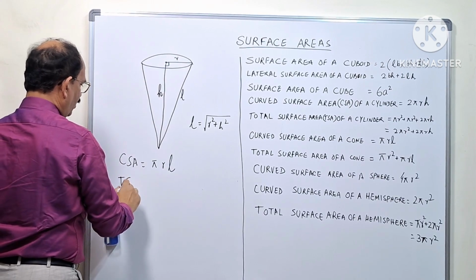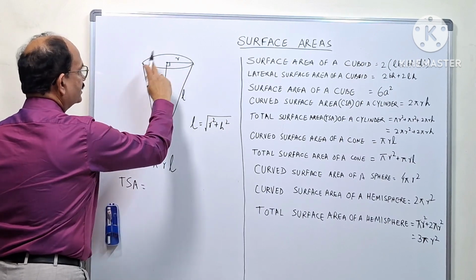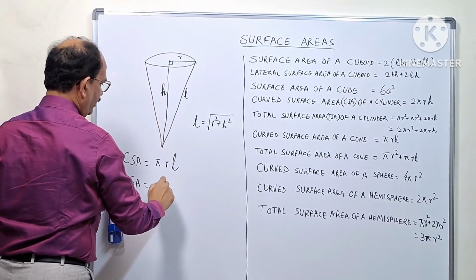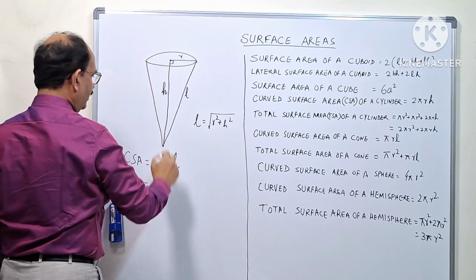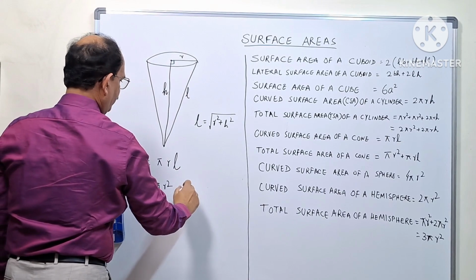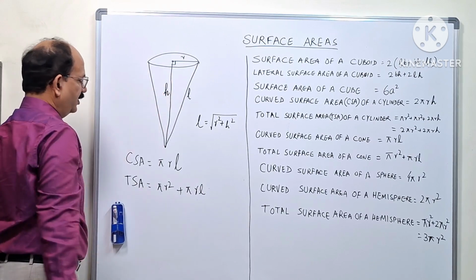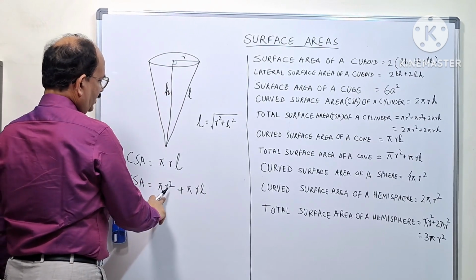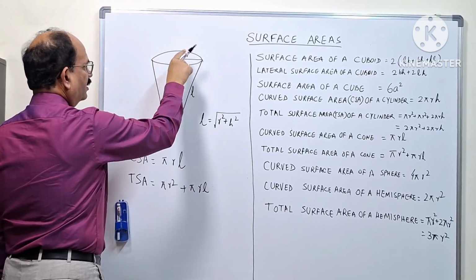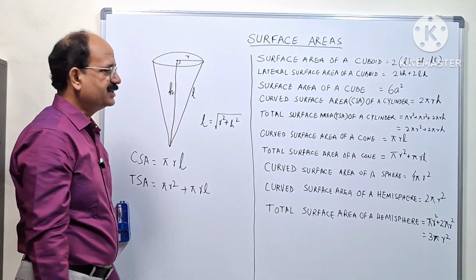If we have to find the total surface area, then it is the curved surface area plus this circle, the upper one. The circle is pi r square, so that is the area of the circle, plus the curved part of the cone, that is pi r L. So the total surface area of the cone will be pi r square plus pi r L, because this circular part on the top also comes into picture when we find out the total surface area.